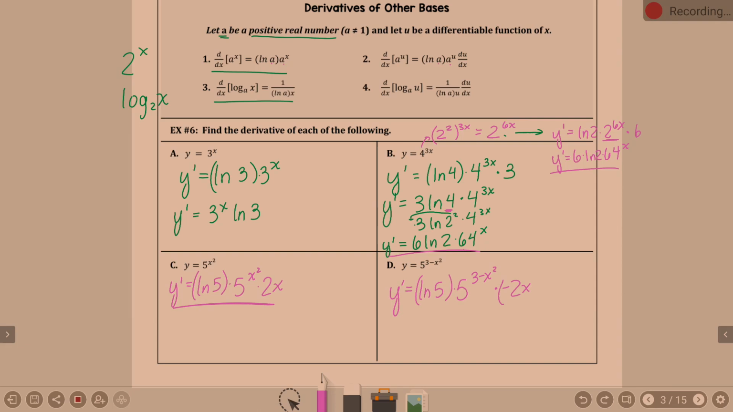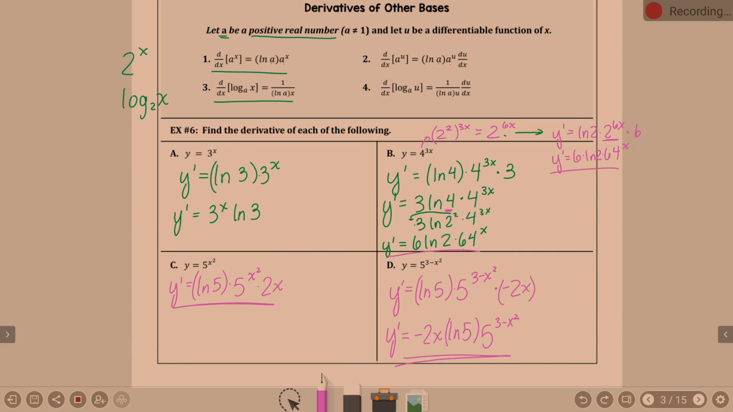I guess if you wanted, I have it underlined like that in mine. If you wanted to say negative 2x, natural log of 5, times 5 to the 3 minus x squared. There's no best way to write that. Okay? So those are practicing your exponent, the derivative of an exponential.